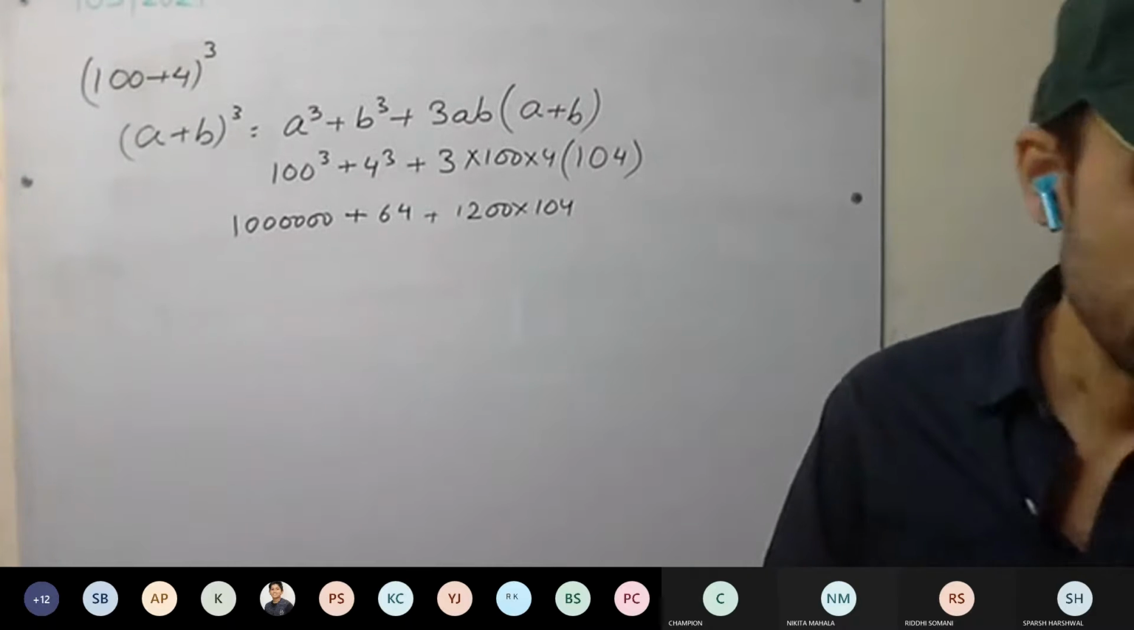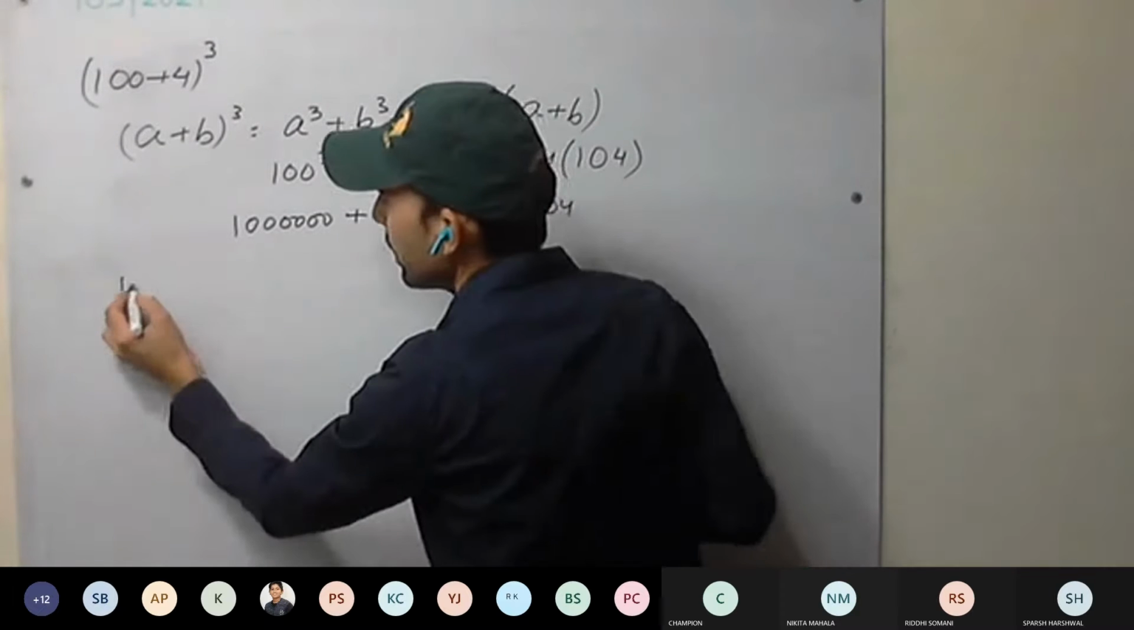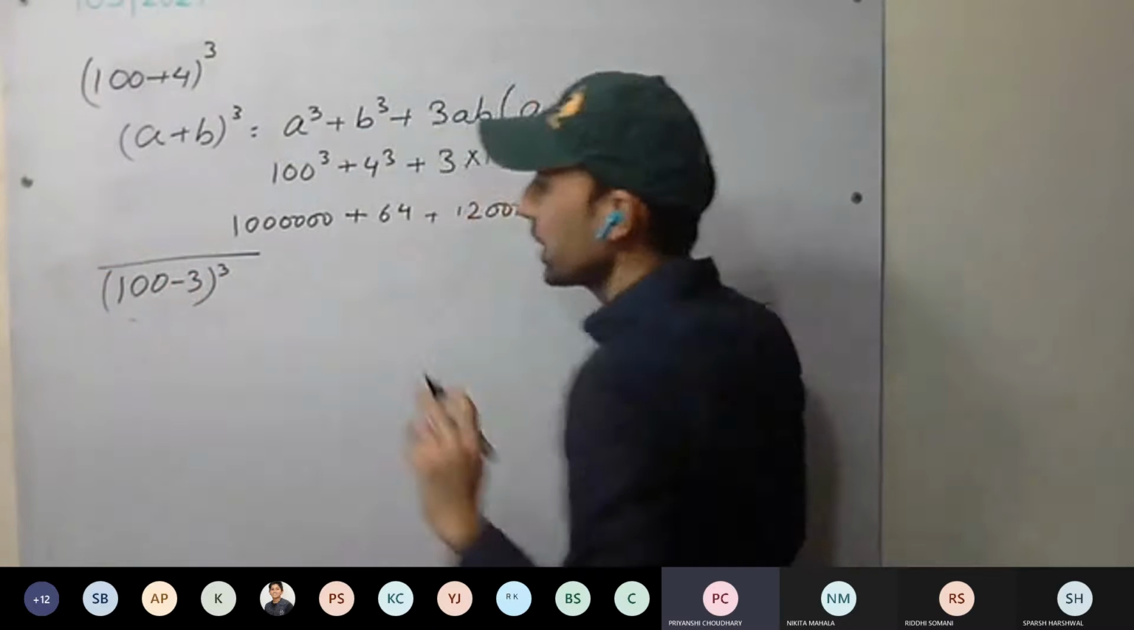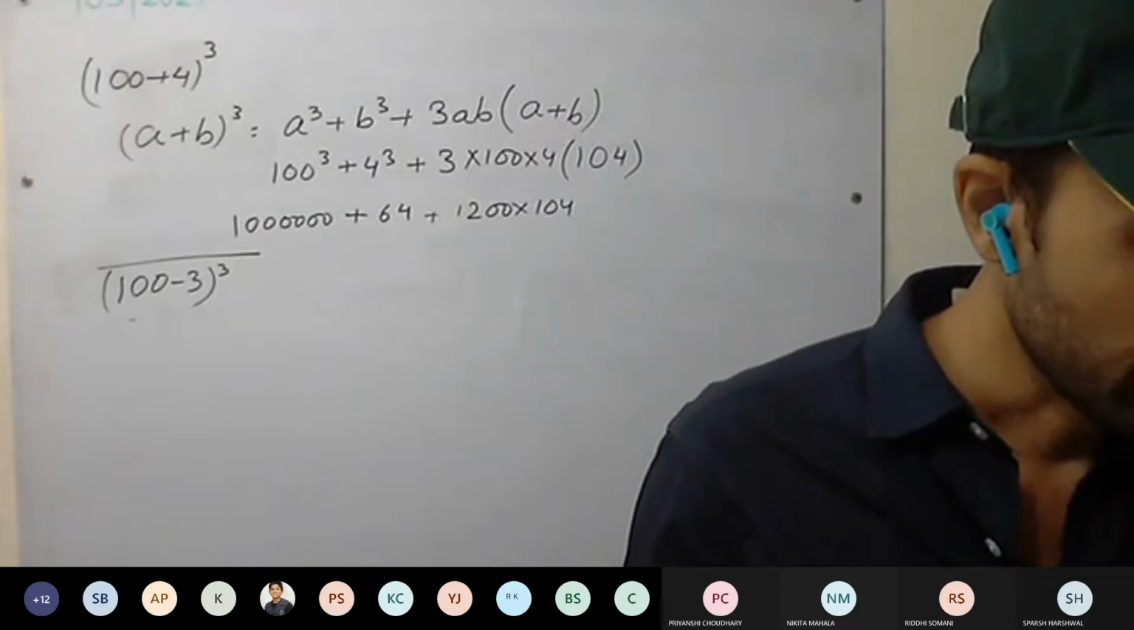Second one, how are you going to do 97? It will be 100 minus 3 the whole cube. Okay, do it as homework. Fourth one is there.